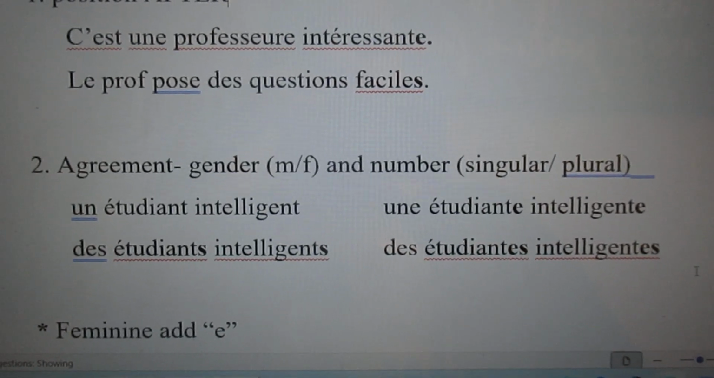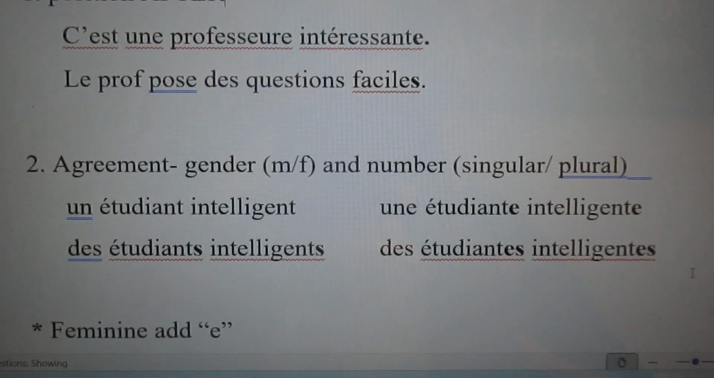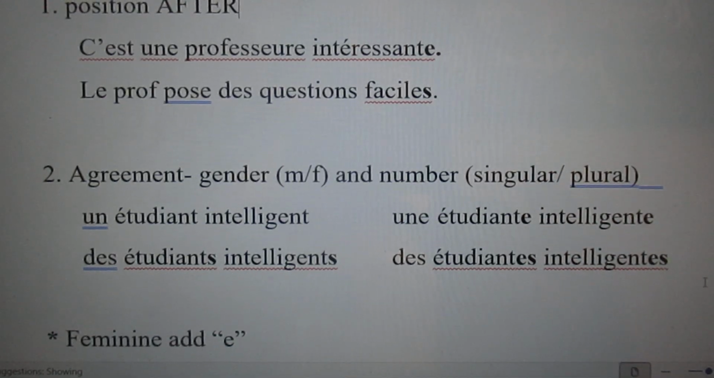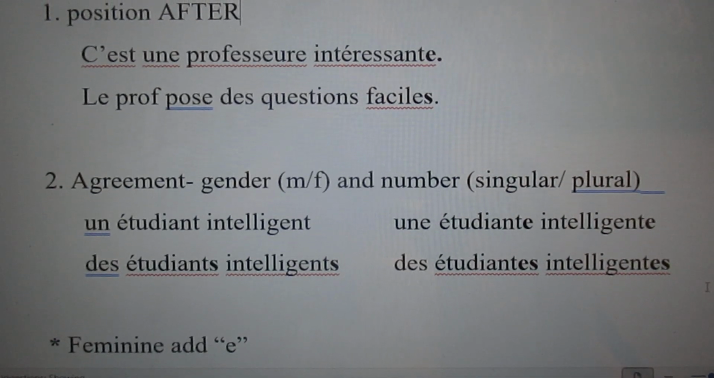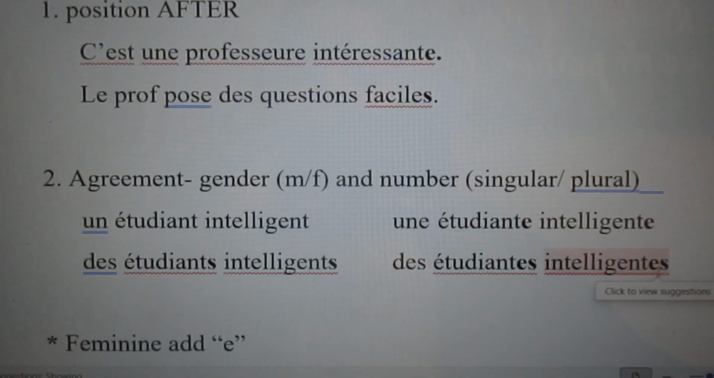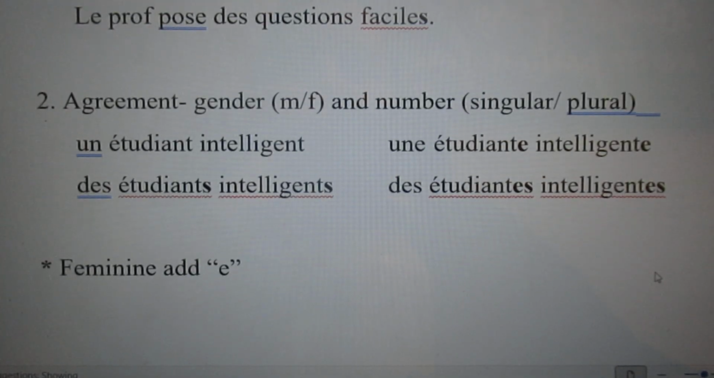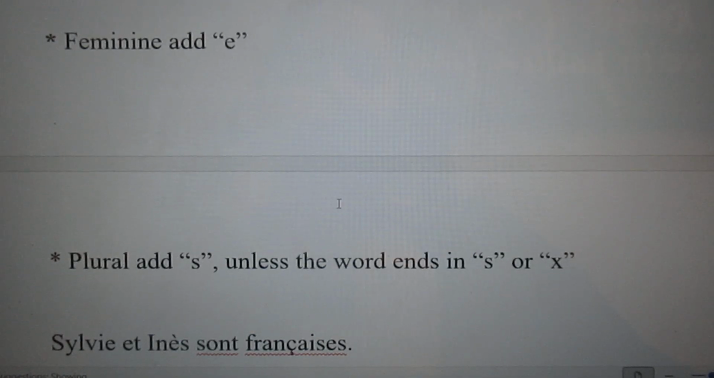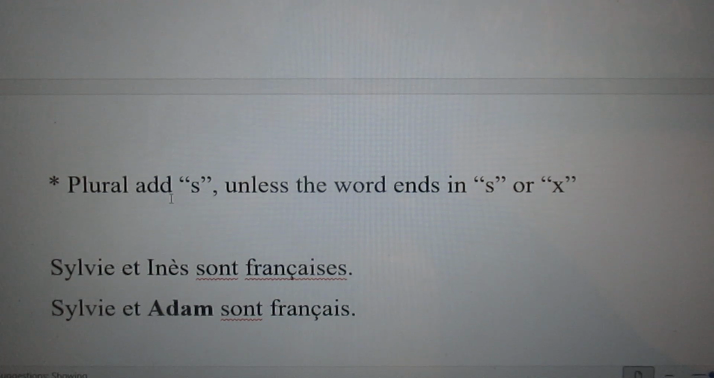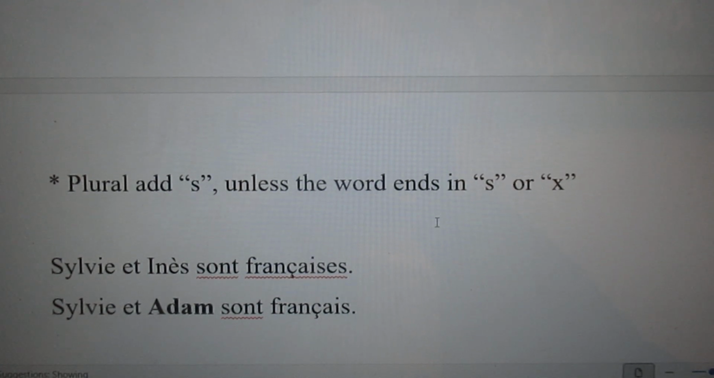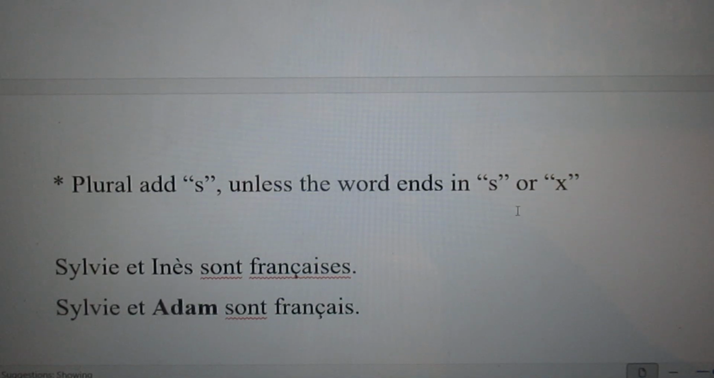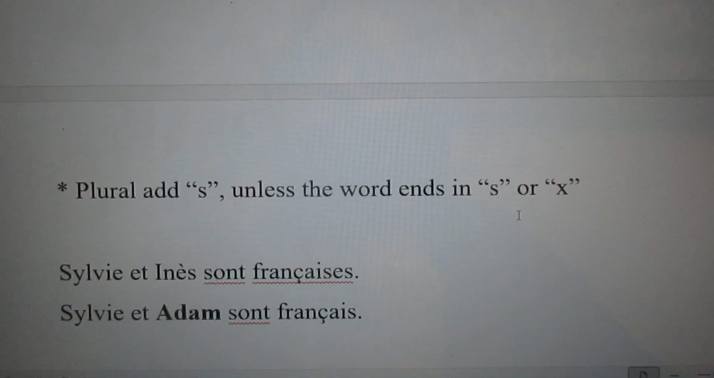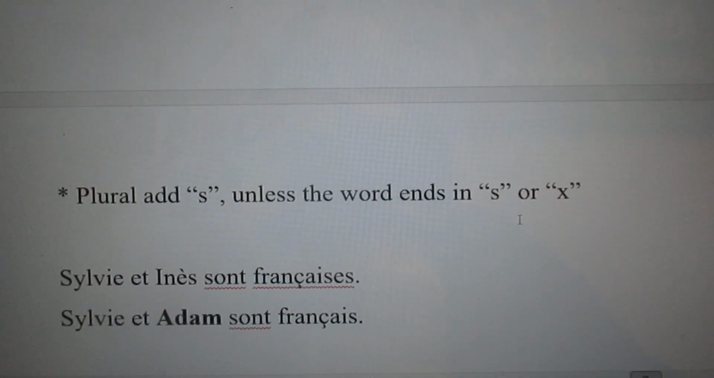So we want to agree in gender and in number. Gender meaning if the person I'm speaking about is masculine or feminine, and number meaning whether my group is plural or singular. So the general rule here is if it's feminine, I'm going to add an E. And if it's plural, I'm going to add an S. Now, I did note some exceptions here. If a word already ends in S or in an X, because that's also plural in French, the X, you will not add another S after it.